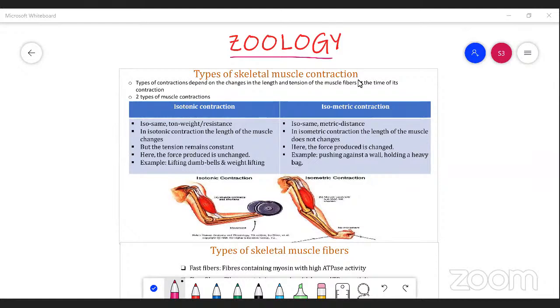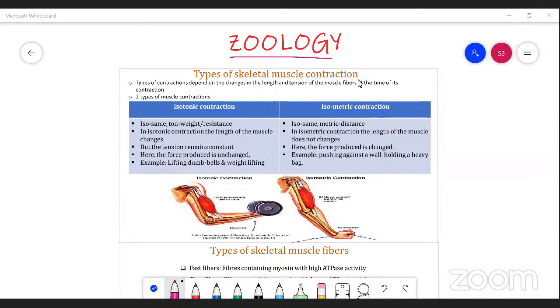Good morning, students. Today we are going to discuss types of skeletal muscle contraction. In the last class, we studied the contraction of the skeletal muscles, that means the mechanism of the contraction. Today we are going to discuss types of skeletal muscle contraction.